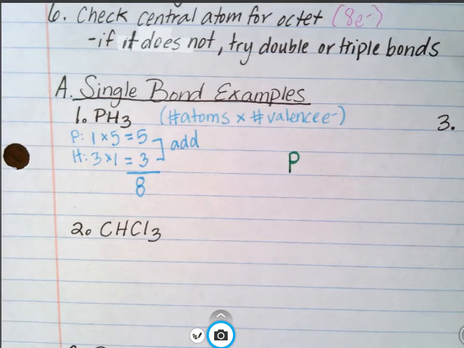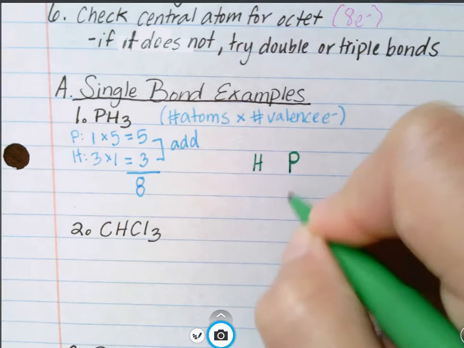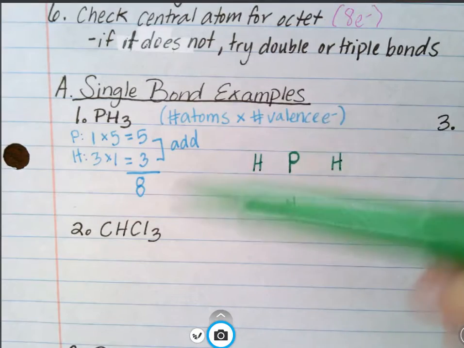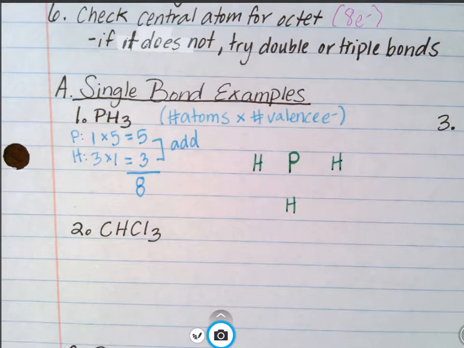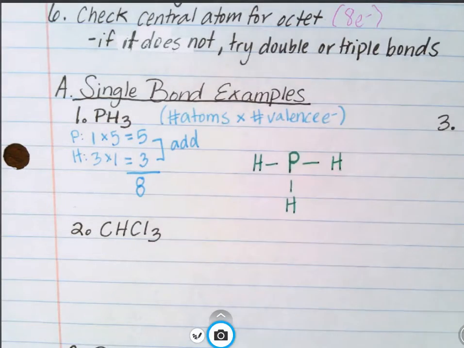Okay. Next one, draw single bonds to the outside atoms. So I'm going to put my hydrogens around the phosphorus. I have 3 of them according to the formula. 1, 2, 3. Okay, I'm going to draw single bonds. So there are my single bonds.